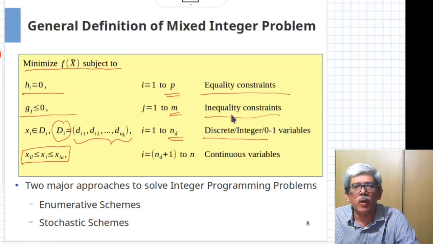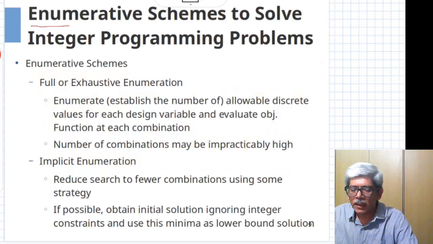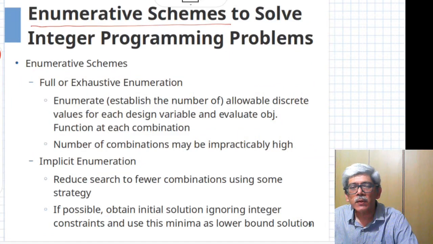In order to solve these problems, there are two methods which are available. The first one is the enumerative method and the second is the stochastic method. So let's have a look at these methods. The first method is enumerative schemes. Enumerative means converting the options which are available to you, the integer solutions or the discrete variables or 0-1 types, and listing them down. To enumerate is to list the different options which are available to you.